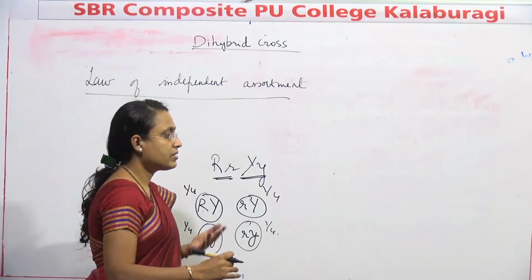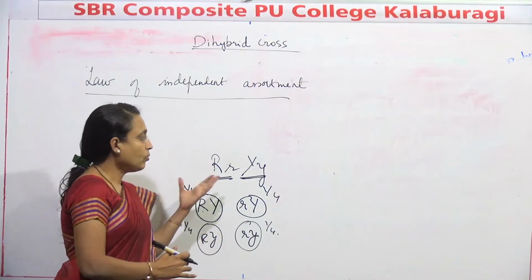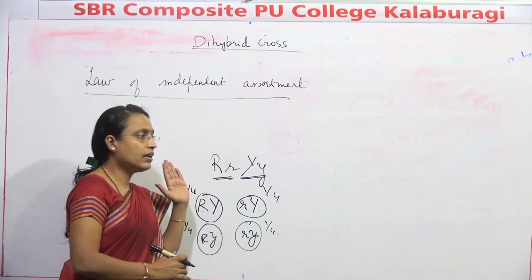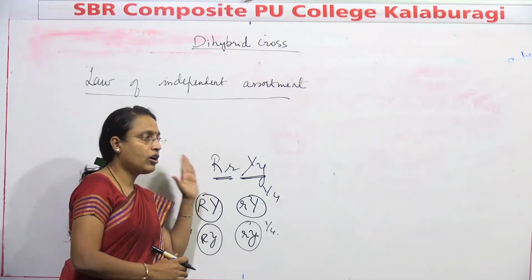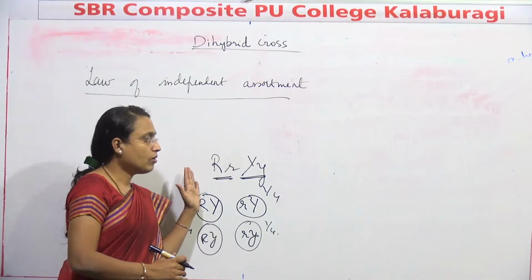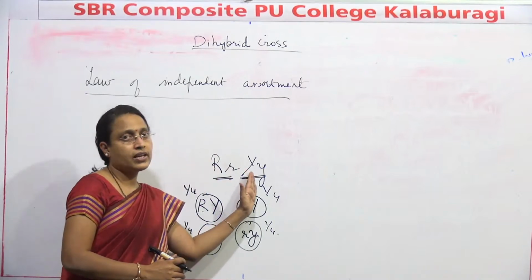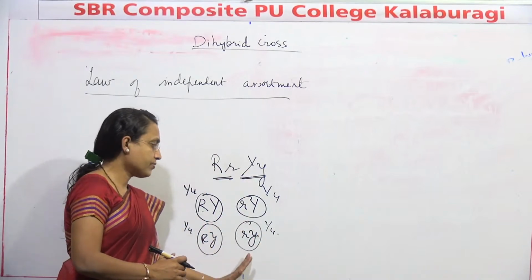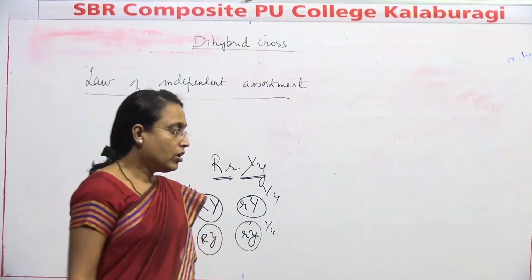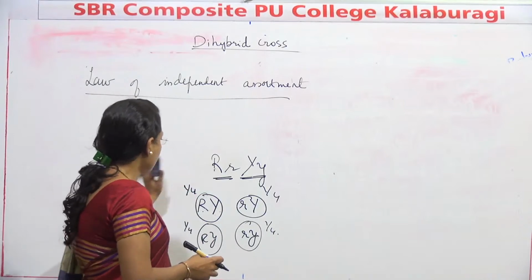Do you understand? So here, since the alleles are located on different chromosomes, segregation of one is independent of segregation of the other. So this was about the law of independent assortment.